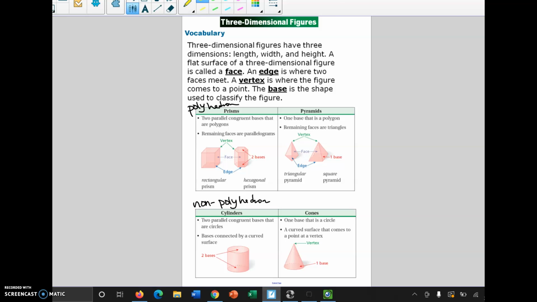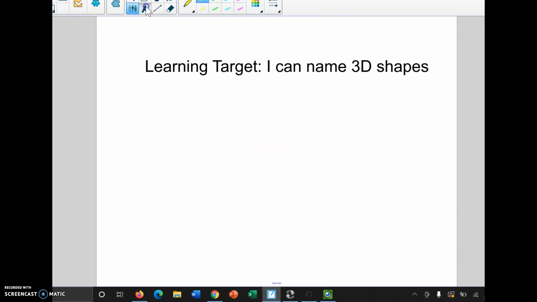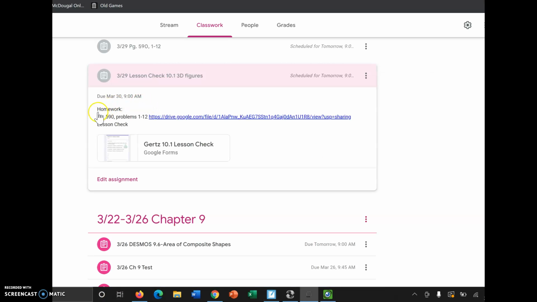In our planner, we can write down our homework. It is page 590, problems 1 through 12 all, and then we have a lesson check. So write that in your planner. You can pause this video and let them do that, and then we'll start taking notes.